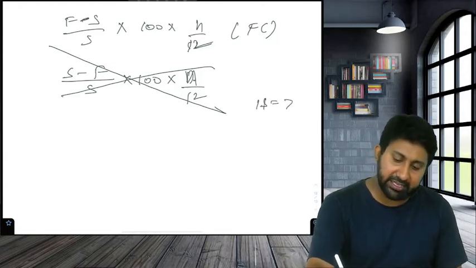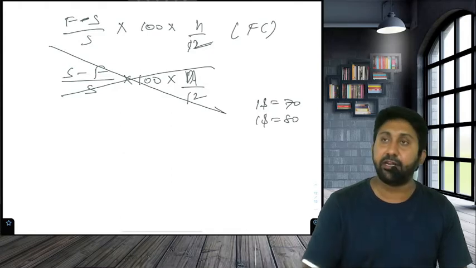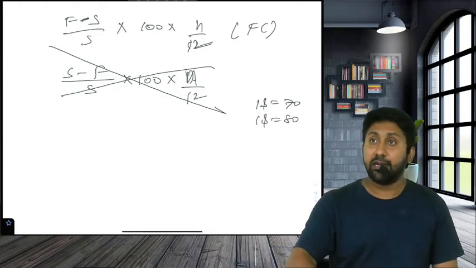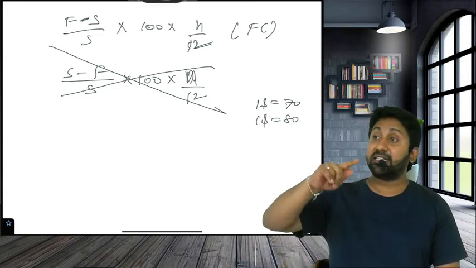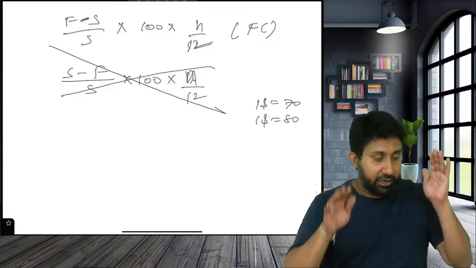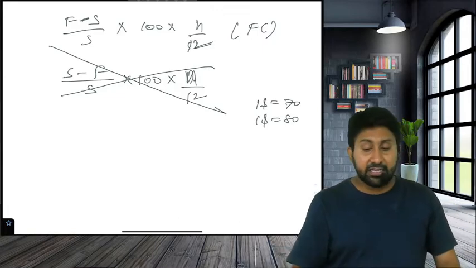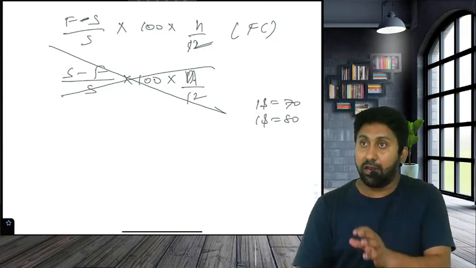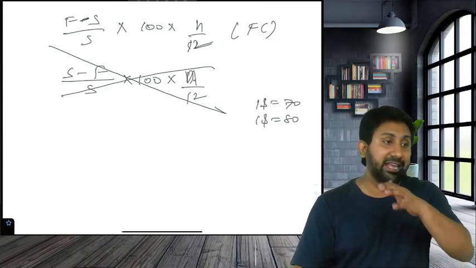$1 today is 70 rupees, and $1 is 80 after 1 year. The dollar is now trading at 70. The same dollar after 1 year will be trading at rupees 80. The dollar will have an inherent increase.